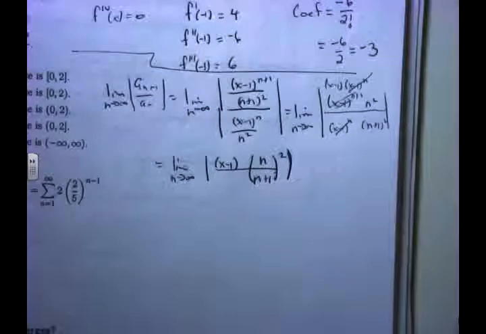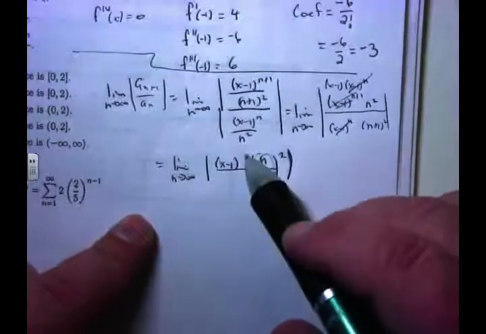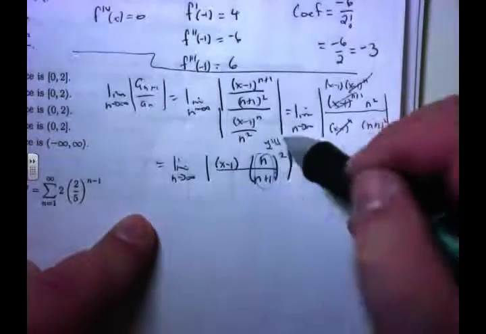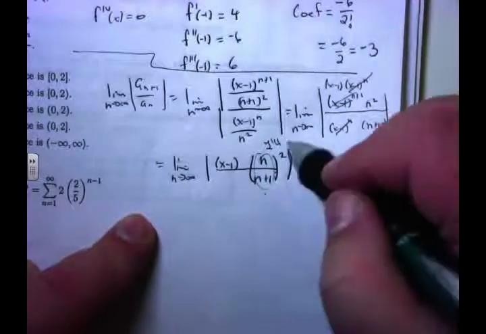Now, take the limit as n approaches infinity. Well, there's where the n's are at. It's infinity over infinity, so I'm going to use L'Hopital's rule. What's the derivative of n? It's 1. The derivative of n plus 1 is 1.